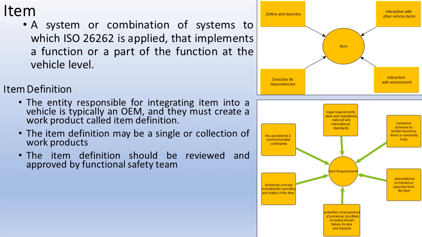And the item definition may be a single work product or a collection of work products. It may be a single work product or multiple work products. And the item definition should be reviewed and approved by the functional safety team. So before an item definition is finalized, it must be clearly reviewed by the functional safety team to check whether the item definition completely encompasses the scope of the entire functionality, whether all the functionalities are covered.